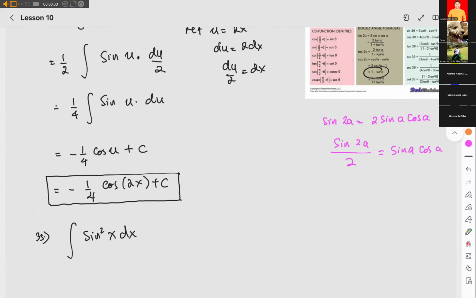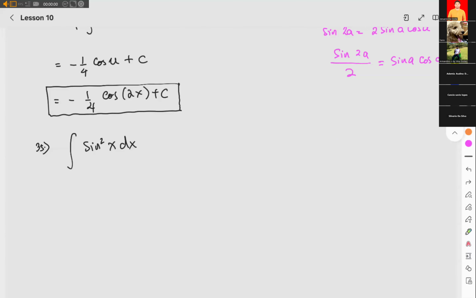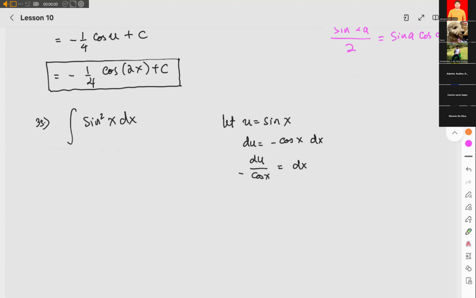Or you can just simply do like this. If you let u be equal to sine of x, your du will just be simply what? Negative cosine of x dx. So your du over negative cosine of x is just simply equal to dx. Let's just use this for now.